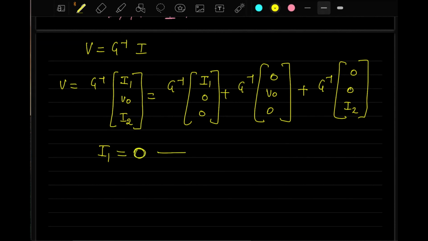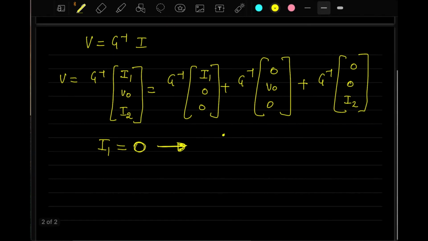So what does it mean in terms of the circuit, can anyone tell me? If I put I1 equal to 0, what implications will it have on the circuit? Open circuit. Okay, open circuit. It will be open because, as you know, if the wire is cut, there will be no current flowing into it. It's not a short, it will be an open circuit.